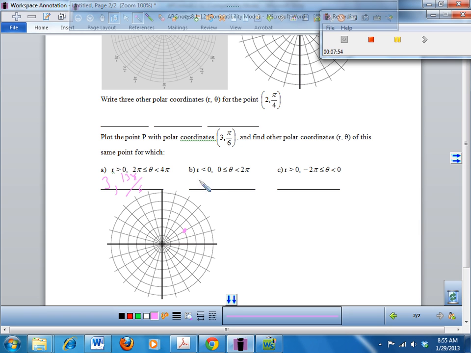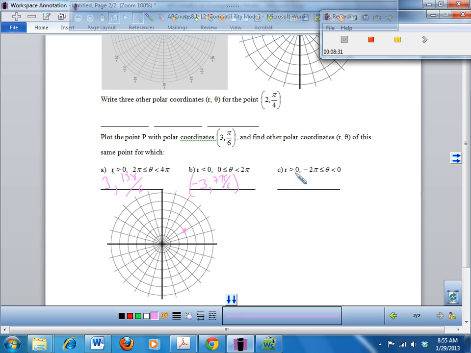So this one says I want r to be negative. So I want a -3 for r, but I want my angle to be positive. So how could I get there by coming 1, 2, 3 in the negative and going this way? How many would that be? Thank you, Brad. 7 pi over 6. Do you guys see that? Go back 3 and then rotate through 7 pi over 6.